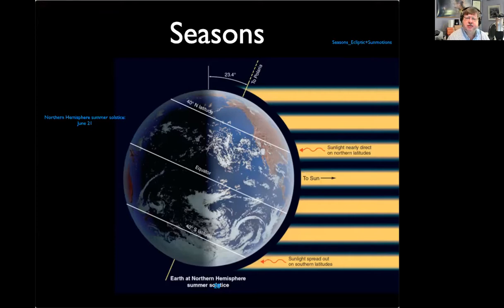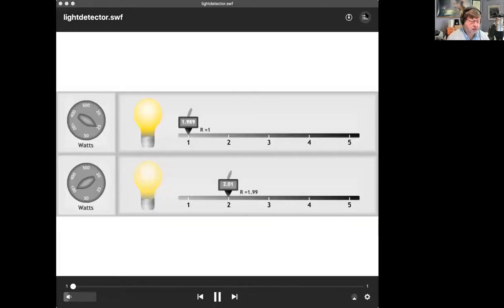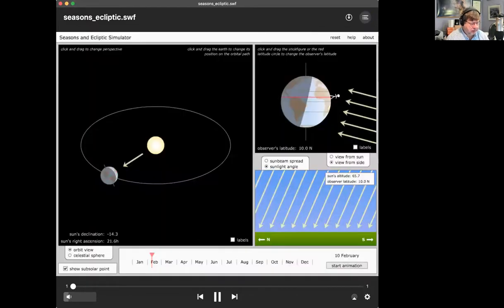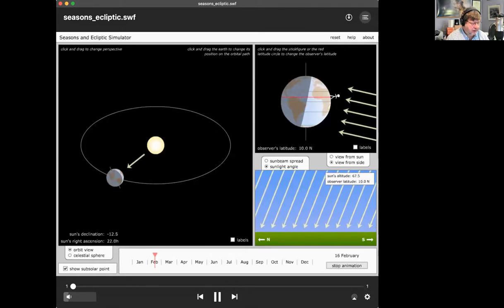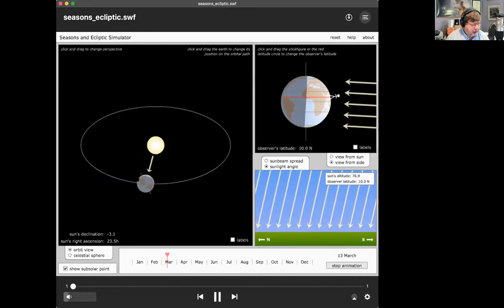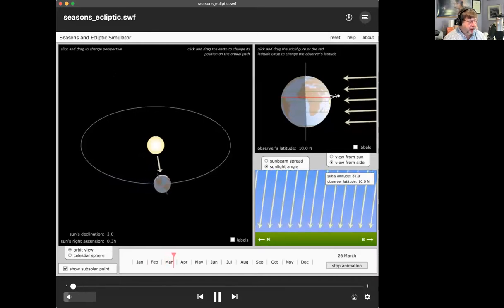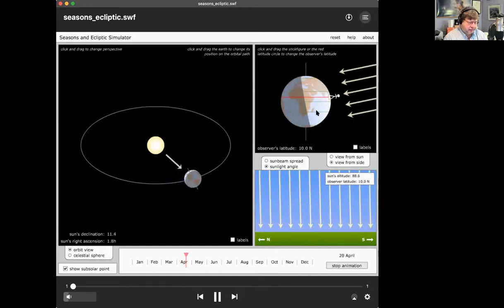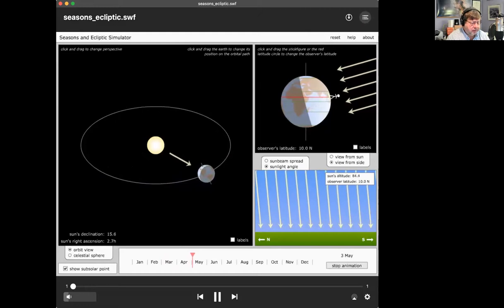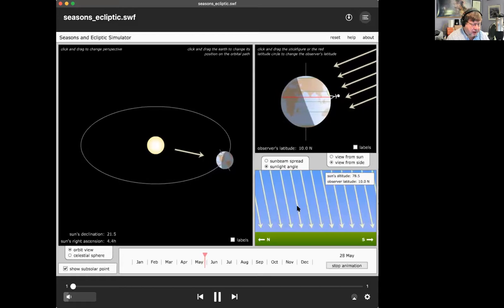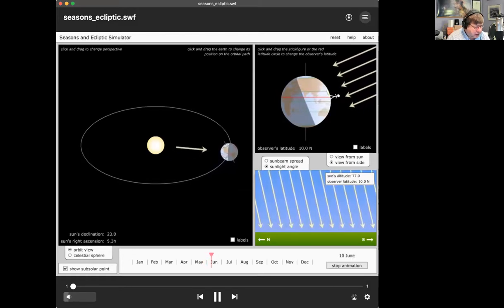Seasons ecliptic. Hold on. Okay, seasons ecliptic. And so here it is. As the Earth goes around, the spin axis stays pointed in the same part of the night sky always. But as the Earth goes around, the sun's angles change, as you see from here. Observer latitude. Let's change the observer latitude.